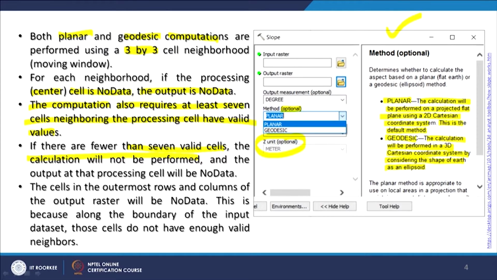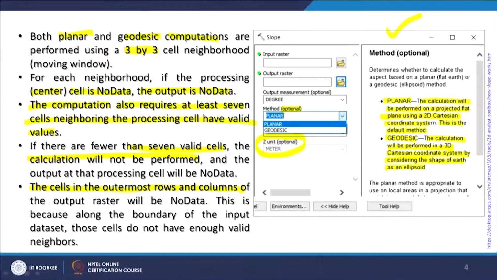Now, this point I have already discussed, but I will repeat it again because it is very, very important: the cells in the outermost rows and columns, that means one cell thickness equivalent row and column, the first row and first column, the leftmost column and rightmost column, and the bottom row. For those, the calculation will not be done.